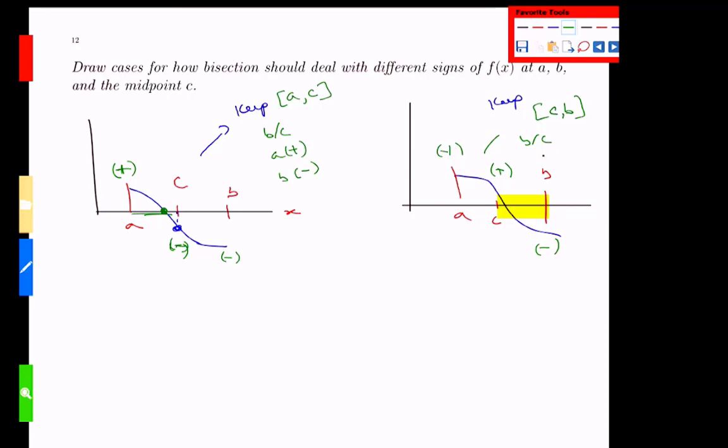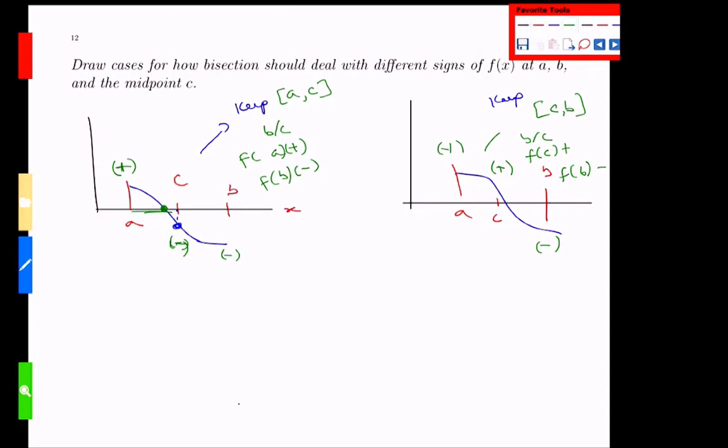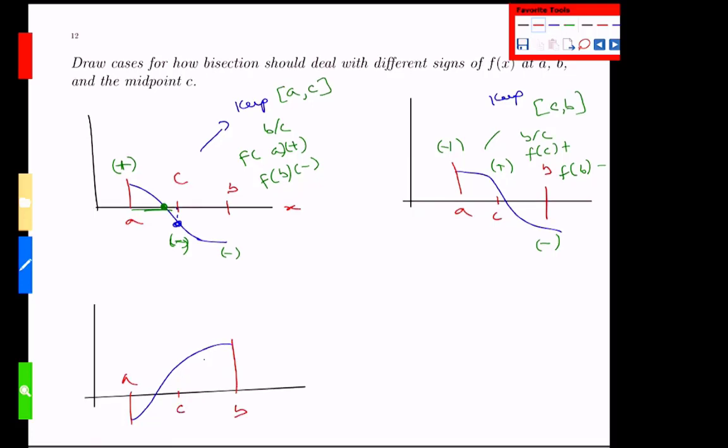because f of A is positive. Let's be clear here. F of A is positive, f of B is negative. F of C is positive, and f of B is negative. One thing that we can notice, we didn't do all 4 cases here, but let's do that again. If we do all 4 cases, one of the things that we notice is a very simple logic that works here.